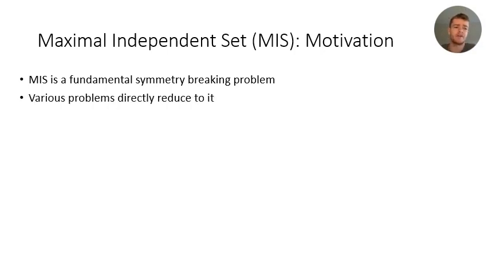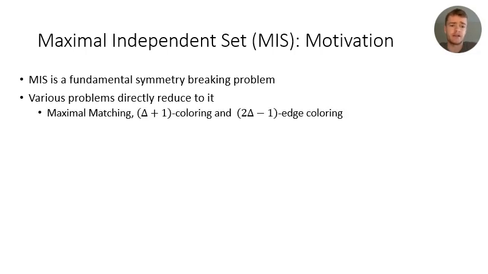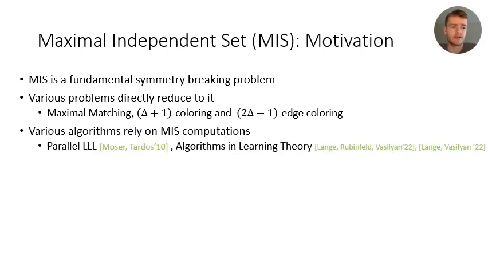So why is it fundamental? First, various problems directly reduce to it. Examples include maximal matching, delta plus 1 coloring, and 2 delta minus 1 edge coloring. Second, various algorithms rely on maximal independent set computations as a subroutine. Examples include the parallel Lovász local lemma algorithm by Mohsen and others, and also more recently algorithms in learning theory.